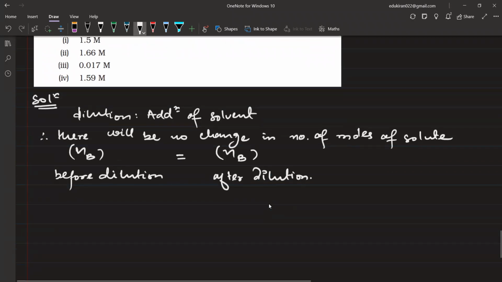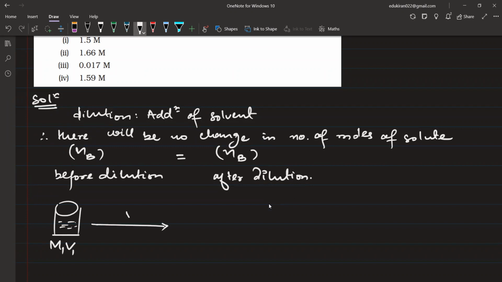Now let us suppose we have a container. Here there was something. This is the molarity M1 and the volume is V1. I added V2 volume of solvent to it. Now the solution has the molarity, let us suppose M final, and the volume is V final. V final can be found easily. That will be equal to V1 plus V2, because we have added V2 here.